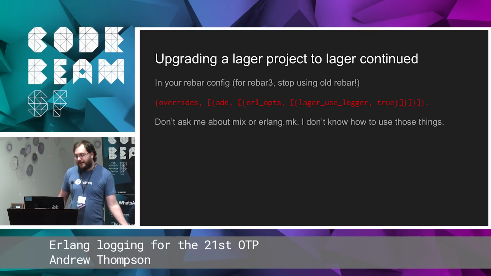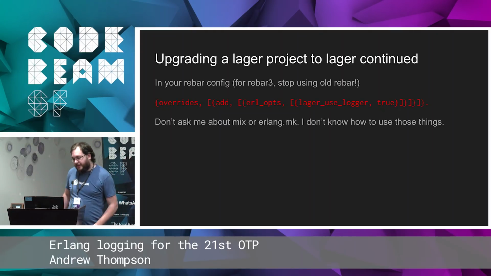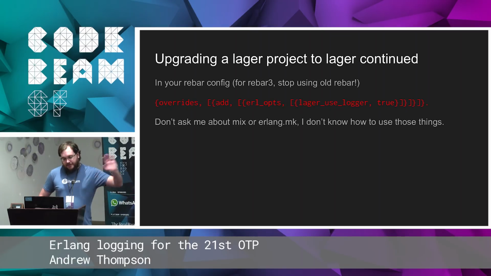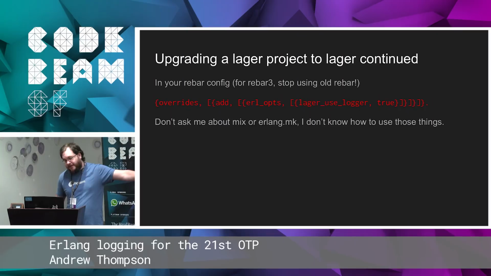And then in your rebar config, and this is for rebar 3, I have no idea about any of these other things, so don't ask me about erlang.mk or mix. I don't even know about rebar 2, but just use rebar 3, and you just put this in here, and all of your dependencies will also be recompiled to use the new OTP logger APIs. If they used logger, they will now use the OTP logger, just like the flag says. So it will just upgrade. And I've done this and it works great.